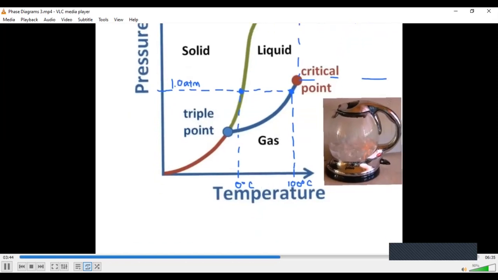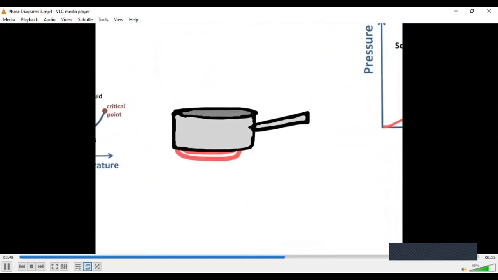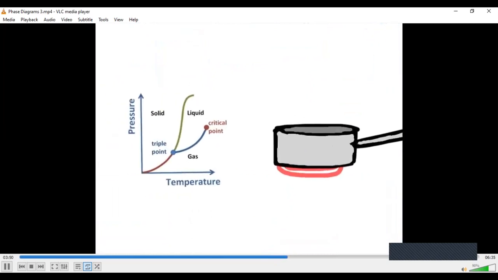Some of the ways that we can change states include, number one, heating. Now this is probably the most common one. If you take some water and put it into a pan like this, put it on the burner, we're going to start raising the temperature. And so if we're sitting here with frozen water at this point and we just don't do anything to the pressure, we just start raising up that temperature, we'll eventually turn that substance into a liquid.